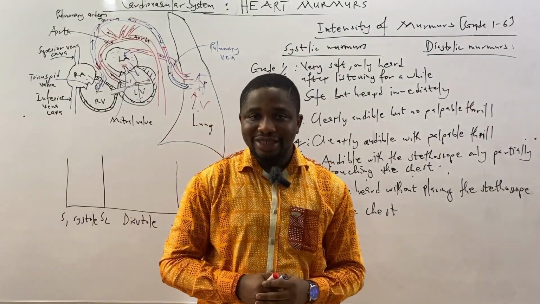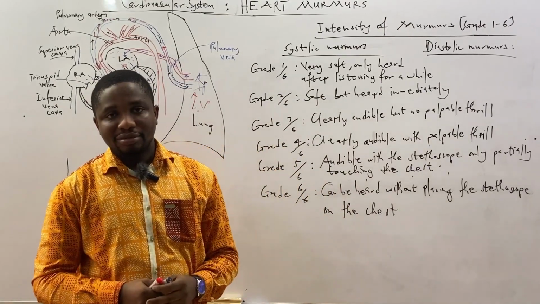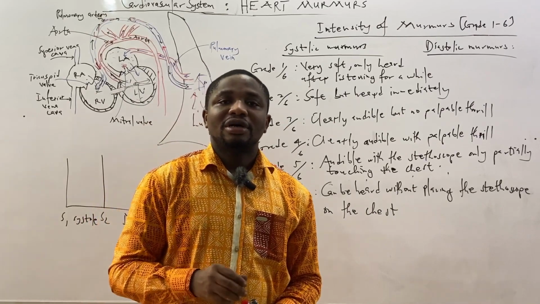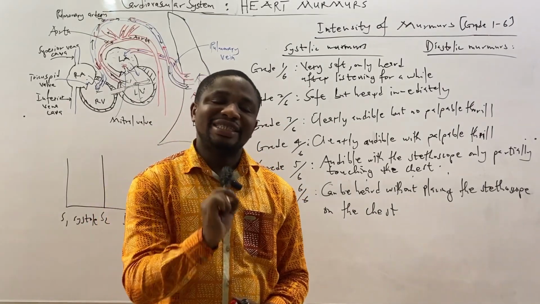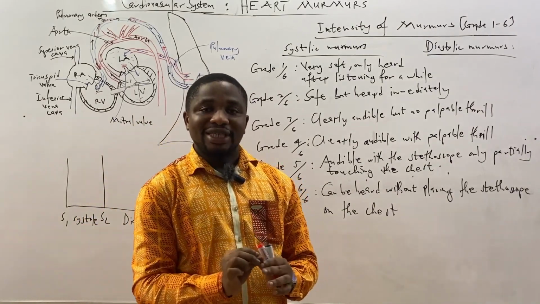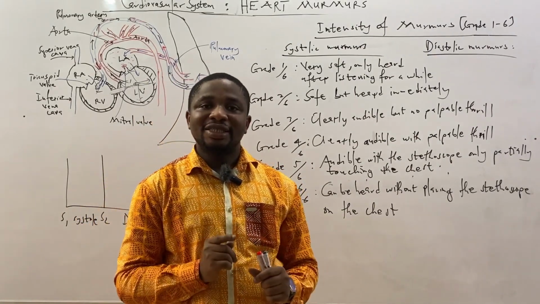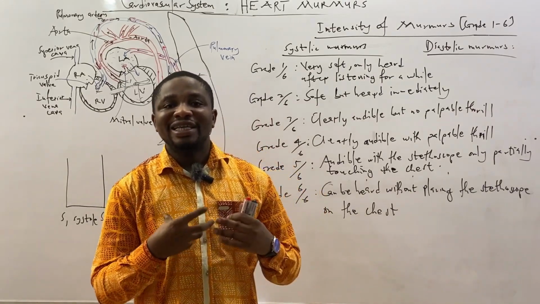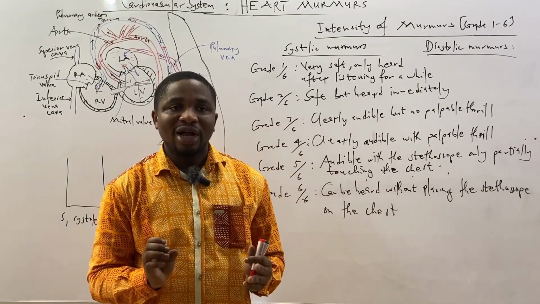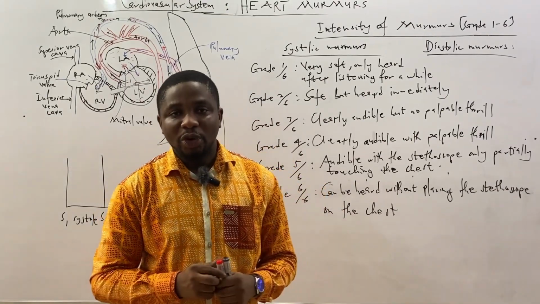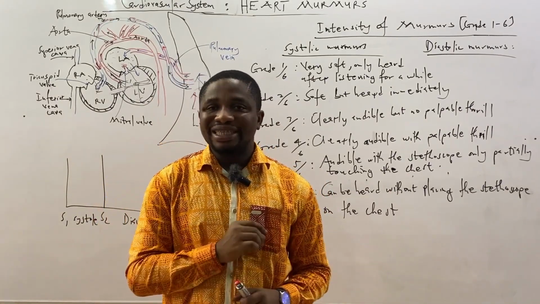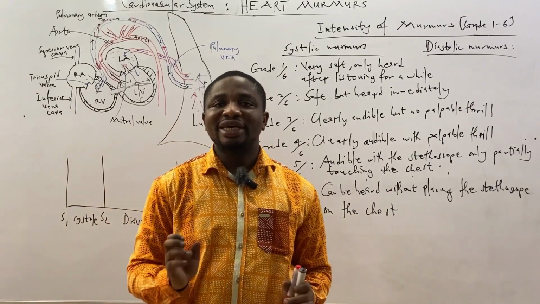Let's have a look at the grading. Grade 1/6 means that the murmur is very soft and only heard after listening for a while. It means that you have to hold the stethoscope in place for a while before you can hear that murmur. That is why whenever you are listening to the chest, don't be in a hurry in terms of murmurs. You have to wait for a while, at least 15 seconds. Grade 2/6, the murmur is soft, but heard immediately. It doesn't take time for it to be heard.